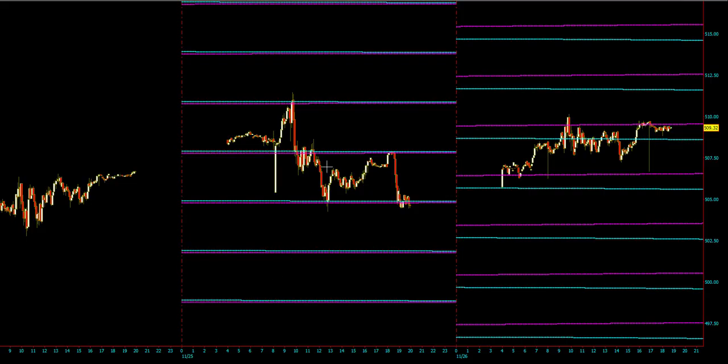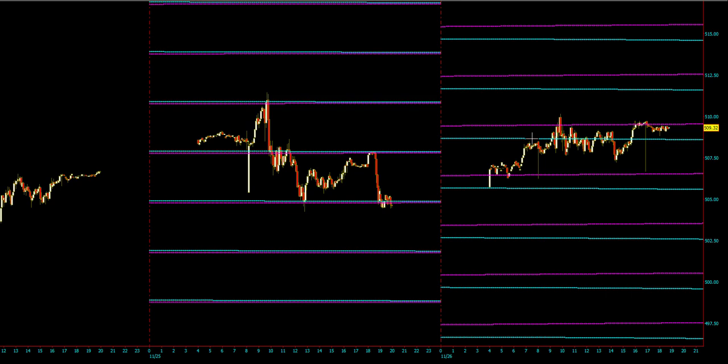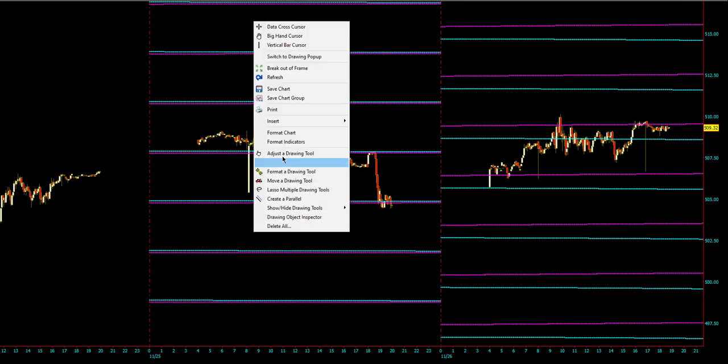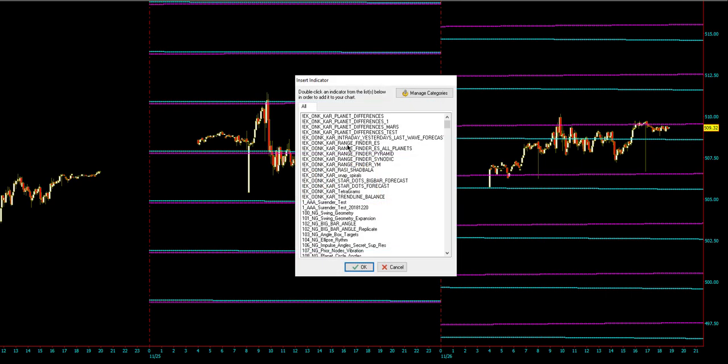Okay, well, let's apply on this one, QQQ. You can see how good these levels are, how they're bouncing from these levels. Now let's put Mandela here and let's wrap it.